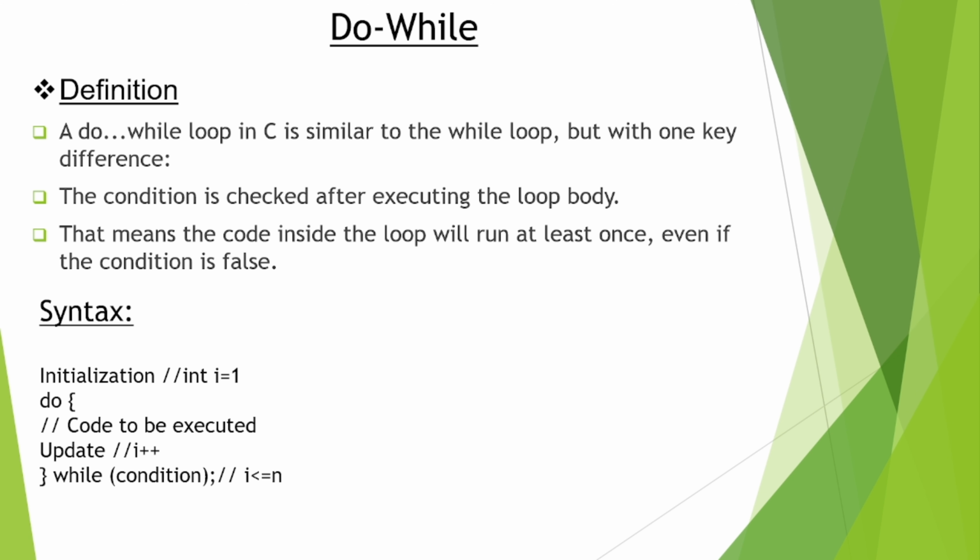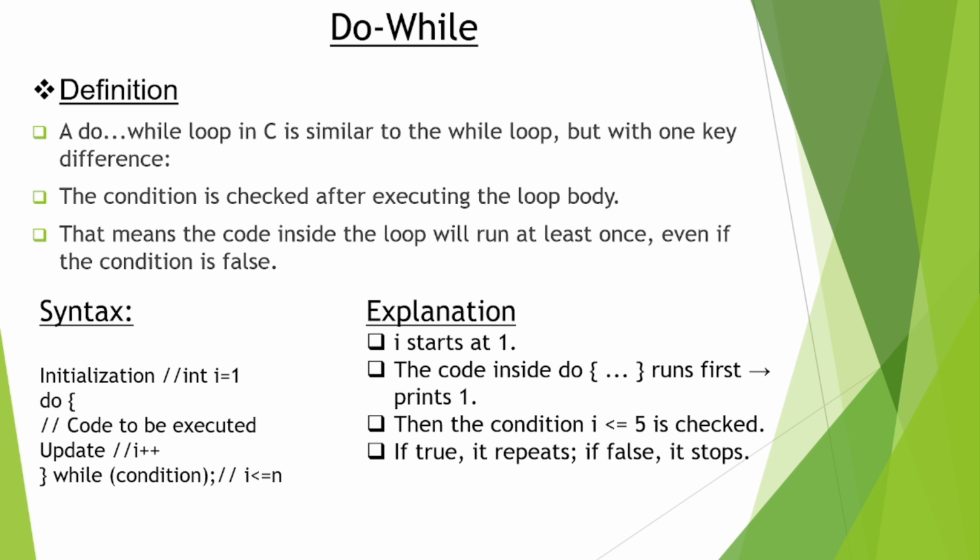Let's see the syntax. At first initialization, then the do keyword, then the code body to be executed, and then update using i++, then the condition. Look here. The condition is checked after executing the code. So at least one time it will run even though the condition is false. Here is the explanation. I start from 1 and inside the code at least print 1. Because the condition is i <= 5, if it is true, it will print 1 to 5, but if it is not true, it will print at least 1.